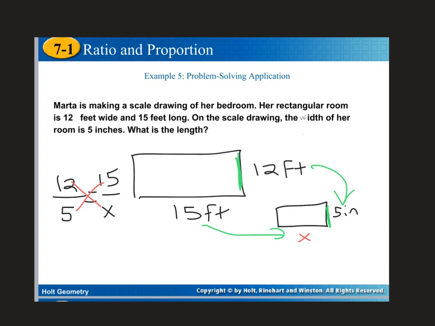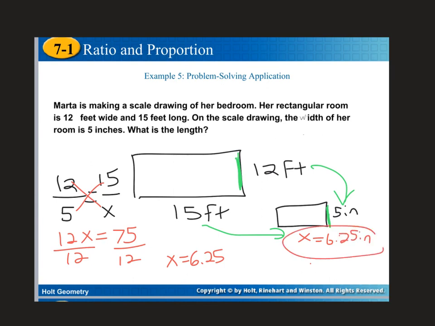So I will use my cross product principle, and I will have 12x is going to be 15 times 5, that's 75. Now I'm going to divide by 12. And so x is going to be 75 divided by 12, and my units are going to be in inches. If I divide that out, I get x is 6.25. So on her drawing, the length is going to be 6.25 inches. And that's the answer.